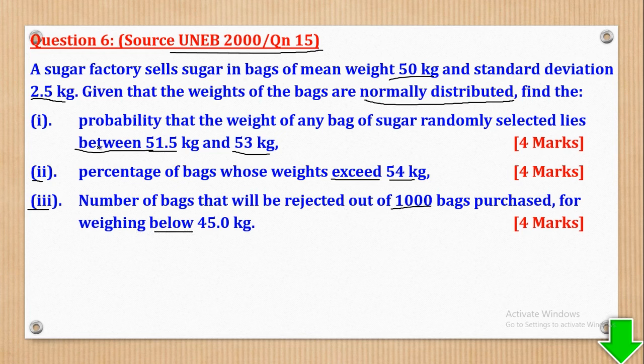So here Roman 1 is between, Roman 2 is exceed, and Roman 3 is below. So you must know what those words mean and how they are expressed mathematically in terms of inequality. So you start with Roman 1, the probability that the weight is lying between 51.5 and 53. Remember, the mean is 50 and standard deviation is 2.5.